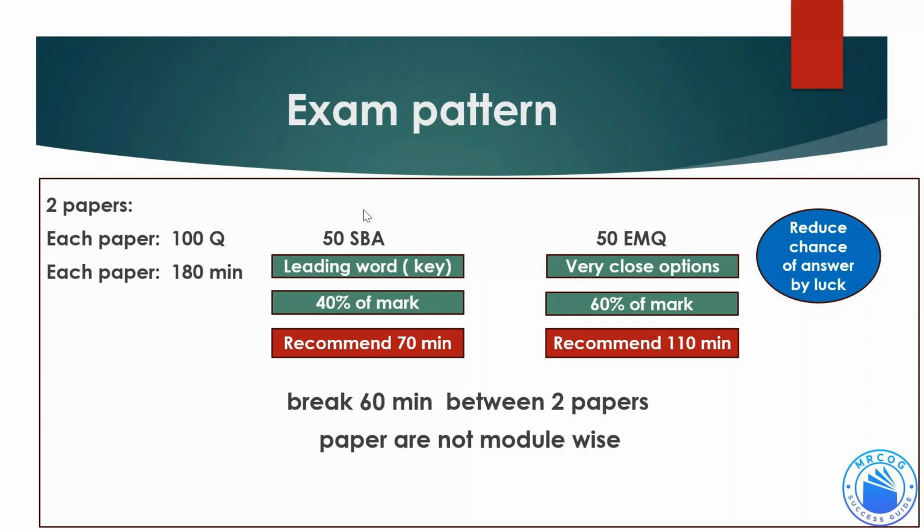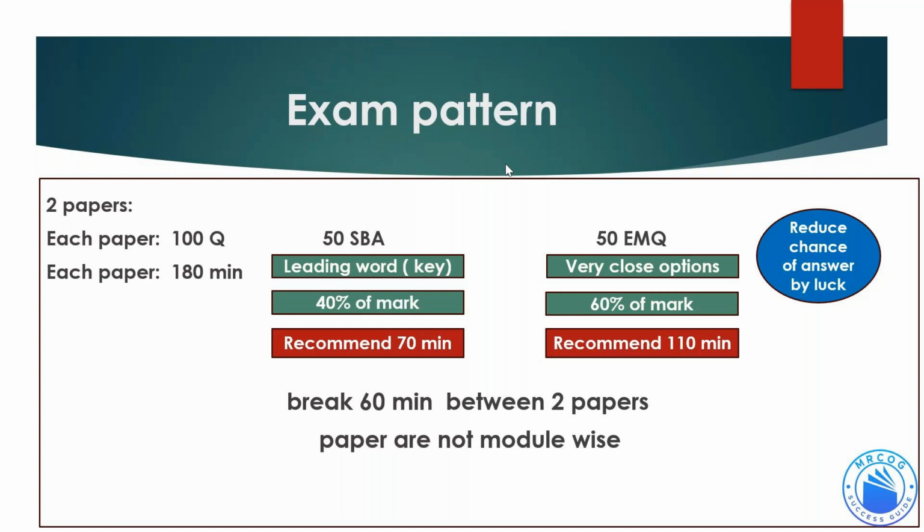The difference between the SBAs and EMQs is that the EMQ reduces the chance of answering by luck. EMQ means that you will have multiple choices, around 9 to 10 options, and 3 questions, and you choose the answer of each question from these 10 answers. This is formulated by the RCOG to reduce the chance of luck.